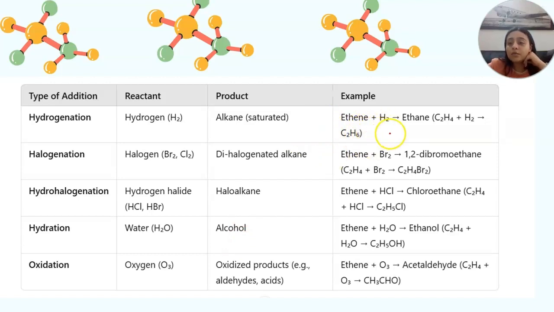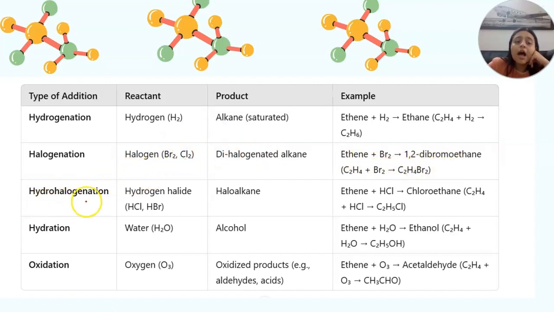When ethene is reacted with hydrogen, it gives out ethane, which is an alkane. Now when we talk about halogenation, it's like addition of halogen. You will form haloalkanes afterwards, with halogens like chlorine, bromine, fluorine. So the addition of halogens is known as halogenation.